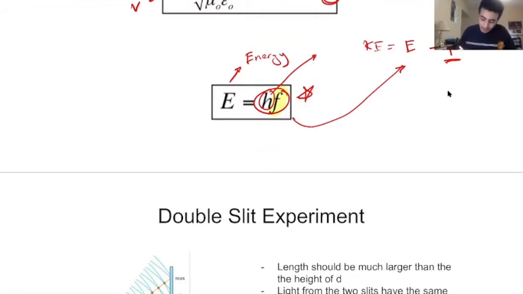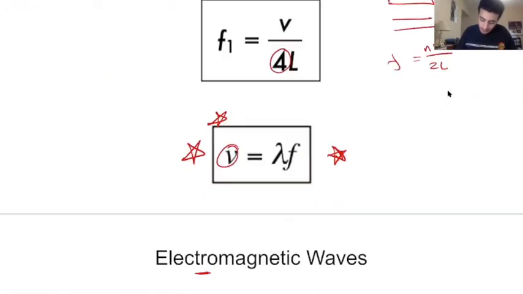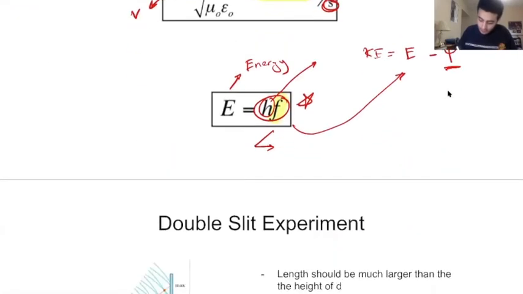So yeah, the frequency, we can substitute this with this equation up here. So this is v over lambda. And if we're talking about electromagnetic waves, this is going to be c over lambda, because this is 3 times 10 to the 8th. Okay.